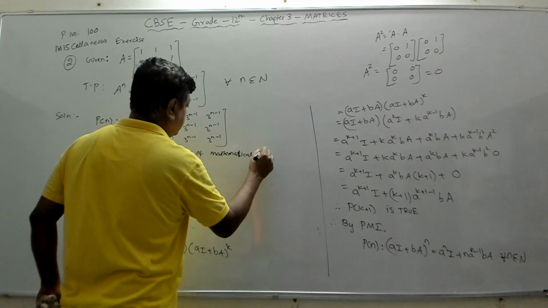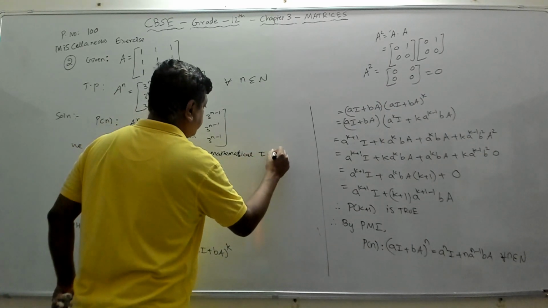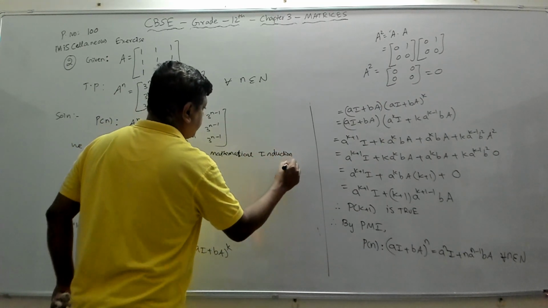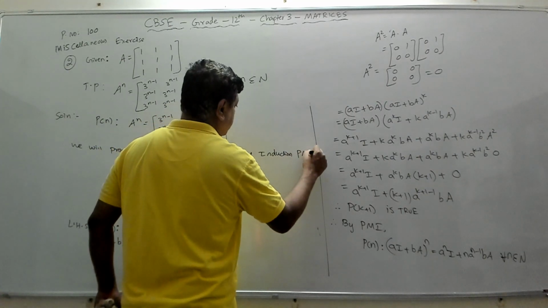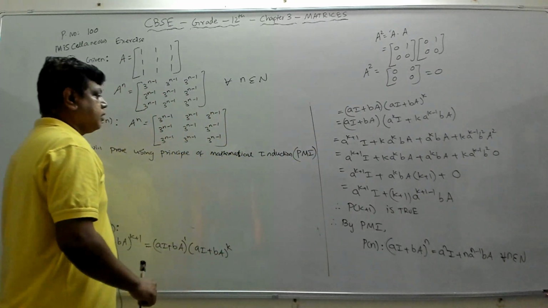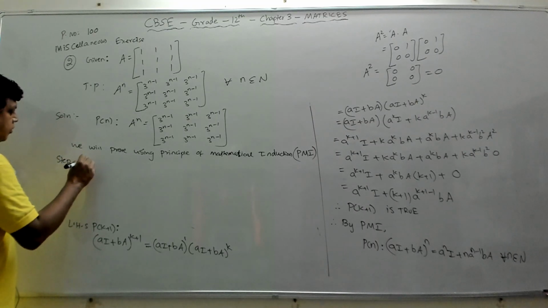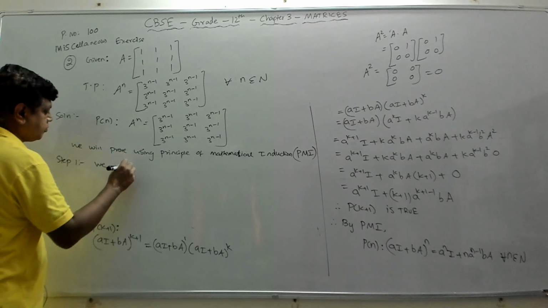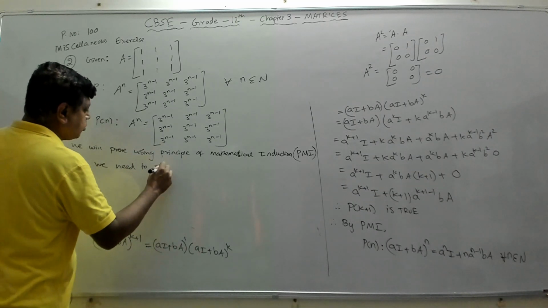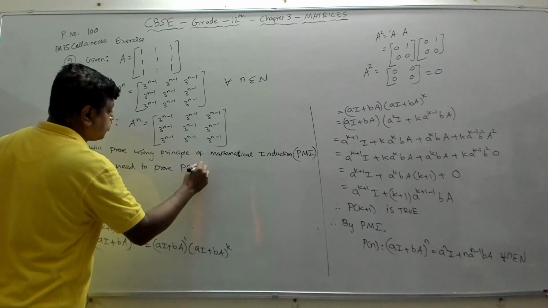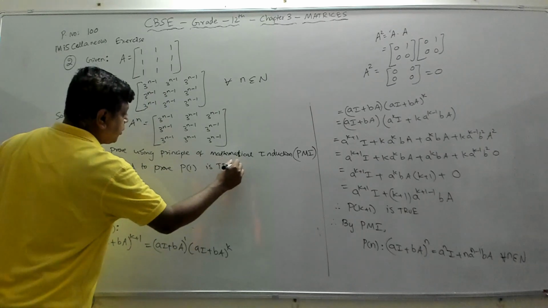Mathematical induction. We call it PMI in brackets. So for that, step 1: the first step is we need to prove P of 1 is true. We have to prove that P of 1 is true.